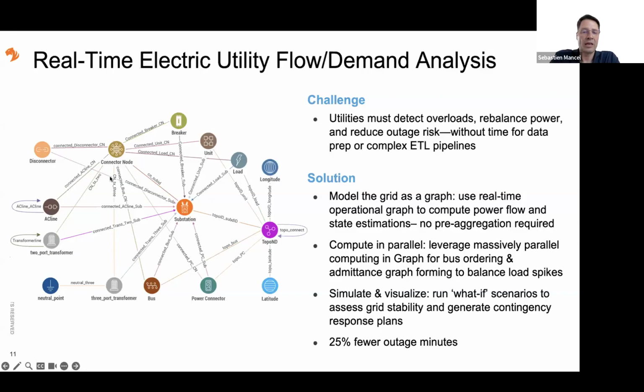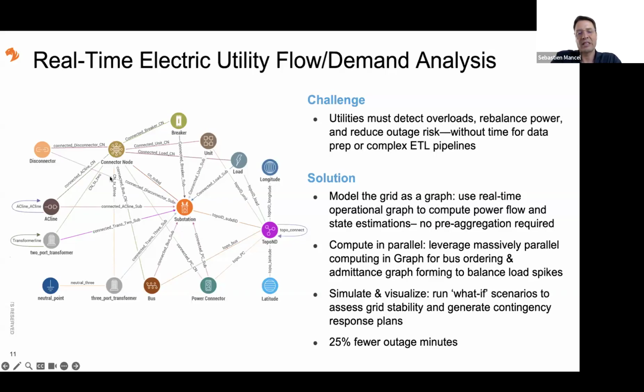The TigerGraph solution allowed this utility to model the entire grid as a graph, where components like substations, transformers, loads, and lines were all interconnected. And using this operational graph, utilities can compute power flows and generate estimations directly from raw operational data with no need for data aggregation or pre-processing. So TigerGraph's massively parallel computing allows these complex calculations to be done at scale, balancing load spikes in real time. But the real power comes from simulation.